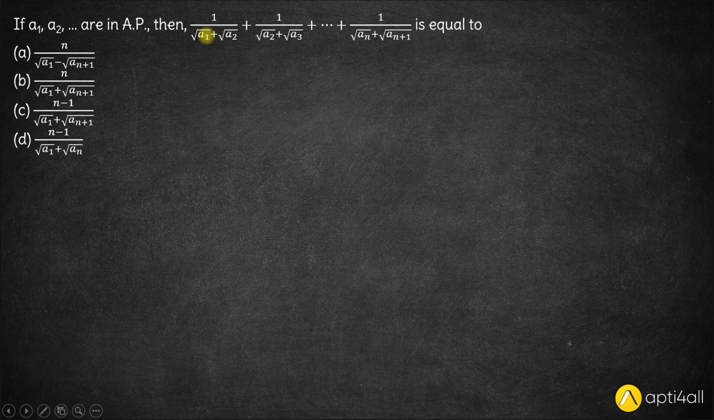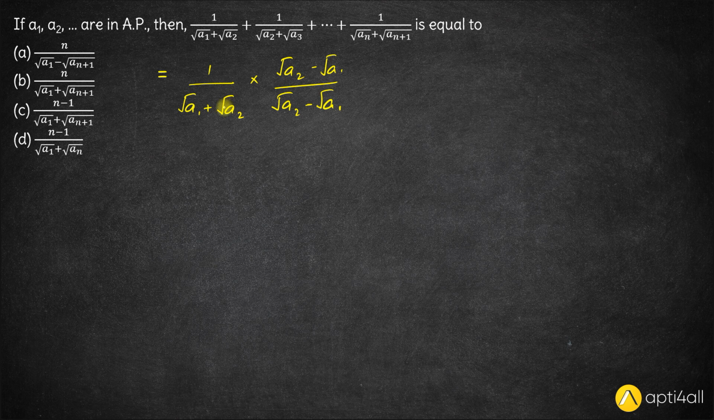Now let us look at another method, which is longer, but there we don't have to assume anything. What we'll have to do is rationalize all these terms. If you rationalize this, let's just look at the first term, root of A1 plus root of A2. Let's multiply this with root of A2 minus root of A1 upon root of A2 minus root of A1. I'm taking the conjugate of this.